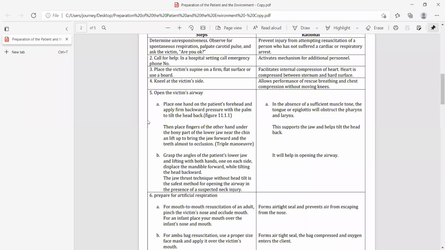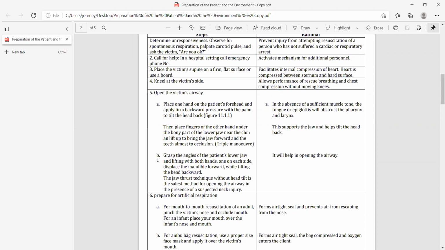This process, what will be the rationale? The rationale will be that it helps in opening the airway if you follow this process. And then next, grasp the angle of the patient's lower jaw and lift with both hands, one on each side, displacing the mandible forward while tilting the head backward. The jaw thrust technique without head tilt is the safest method for opening the airway in the presence of a suspected neck injury.